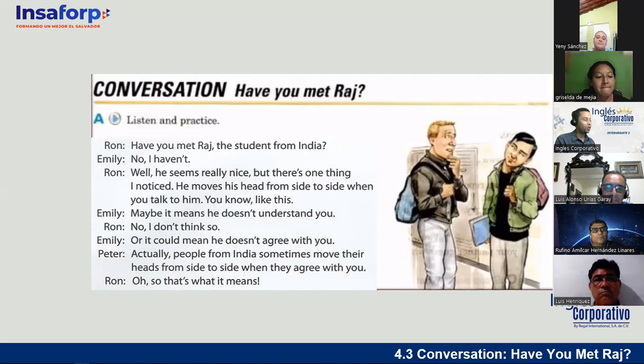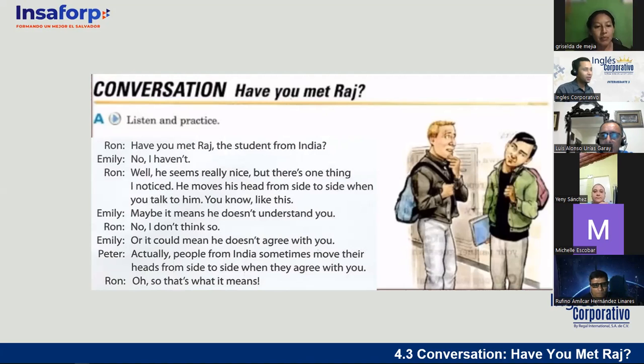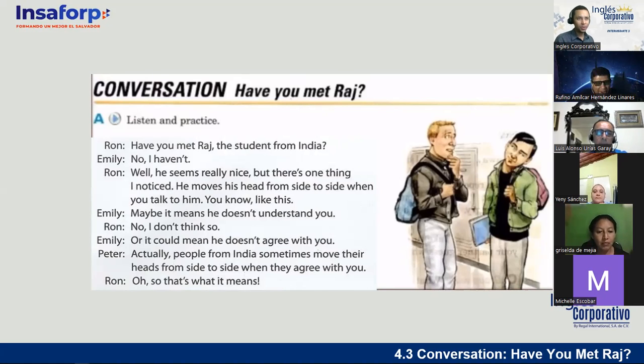Mm-hmm. Thank you. Okay, I'm going to read the conversation. I don't have the track for it, so I have to read it. Thank you, Jenny, Luis, and Griselda for this. So Ron says, have you met Raj, the student from India? Emily says, no, I haven't. Ron says, well, he seems nice, but there is one thing I noticed. He moves his head from side to side when you talk to him, you know, like this. Emily says, maybe it means he doesn't understand you. And Ron says, no, I don't think so. Emily says, or it could mean he doesn't agree with you. And then Peter, who was listening to the conversation, says, actually, de hecho, ¿verdad? O en realidad, actually, people from India sometimes move their heads from side to side when they agree with you. And Ron says, oh, so that's what it means.